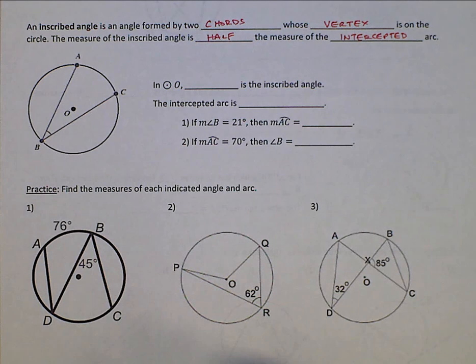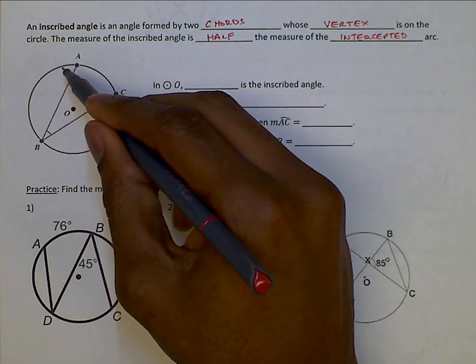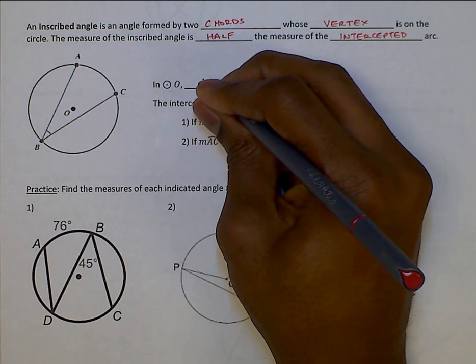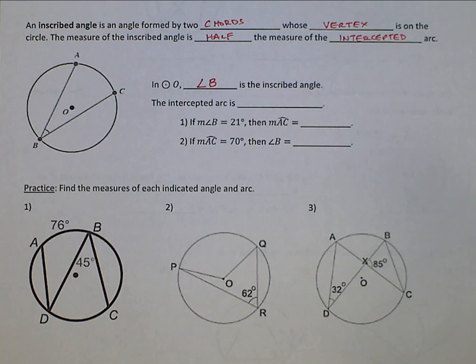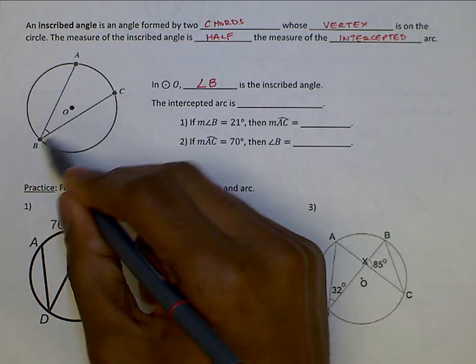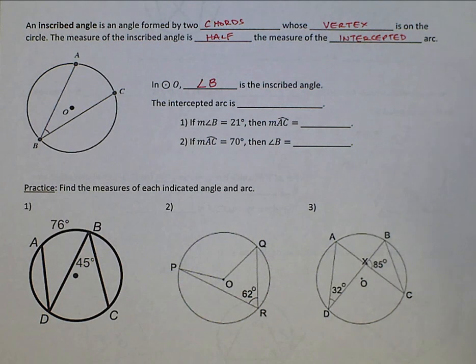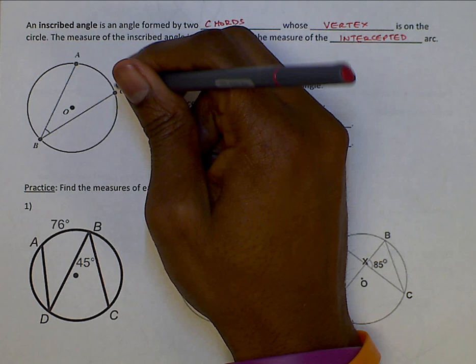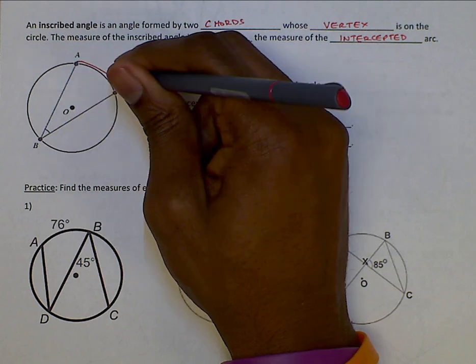So, in circle O, notice that we have angle ABC as the inscribed angle. I'm just going to call it angle B. It's an inscribed angle. Its sides are chords of the circle, and B is on the circle. The intercepted arc, or the arc that's in between the angle, is arc AC. See, this is the intercepted arc.